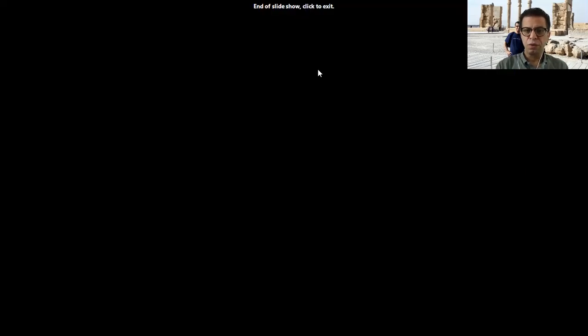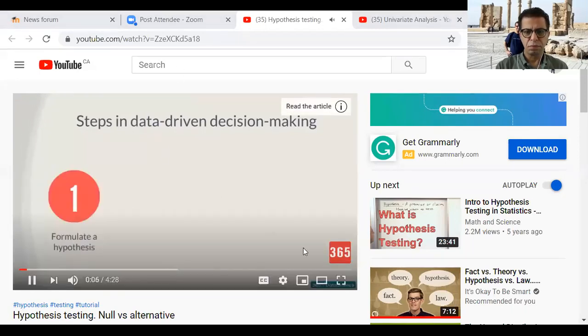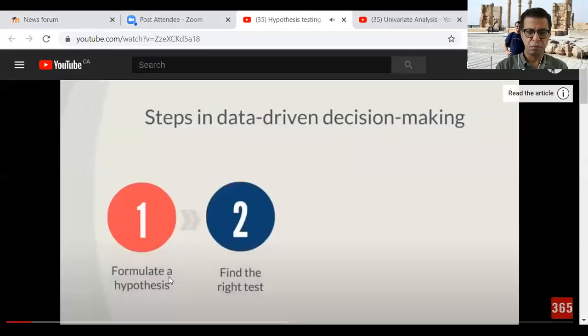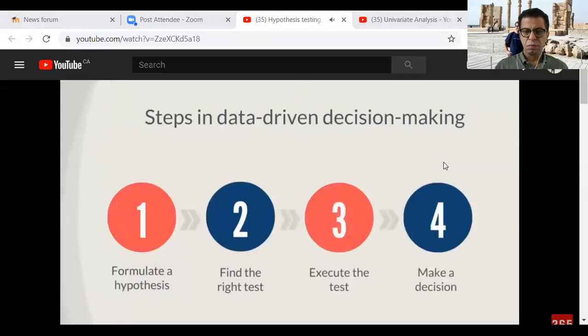Now, I just wanted to show you something before we take a step of making a decision. Decision making has steps. First, you must formulate a hypothesis. Second, once you have formulated a hypothesis, you will have to find the right test for your hypothesis. Third, you execute the test. And fourth, you make a decision based on the result.